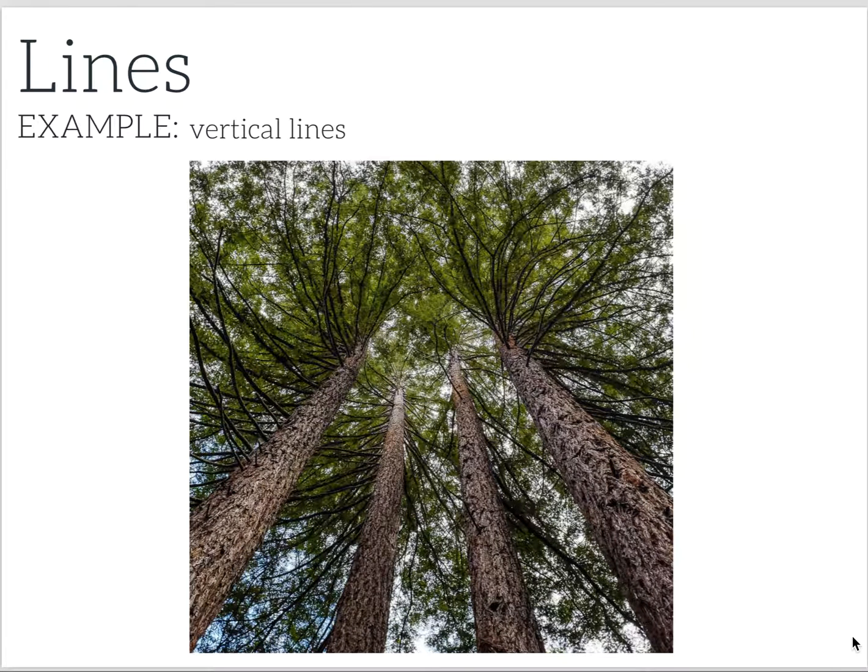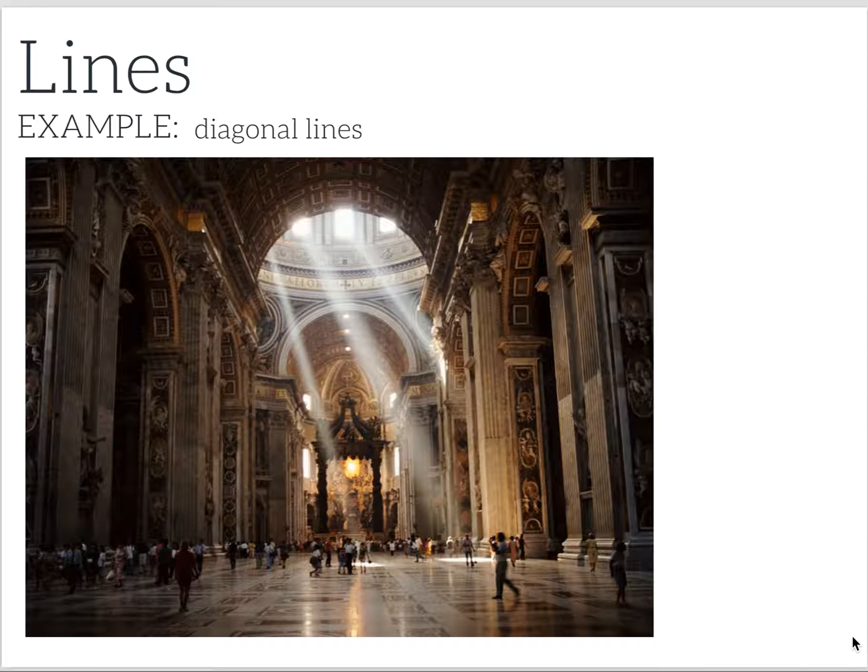This is an example of how trees have been shot at an angle so that the vertical lines take you up toward the sky. And in here, the diagonal line shows you how the light from the basilica in Italy is coming down and shining on the floor in front of the beautiful altar.